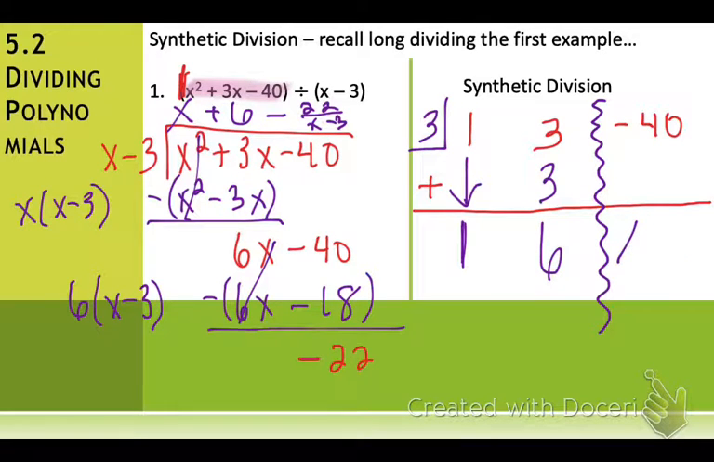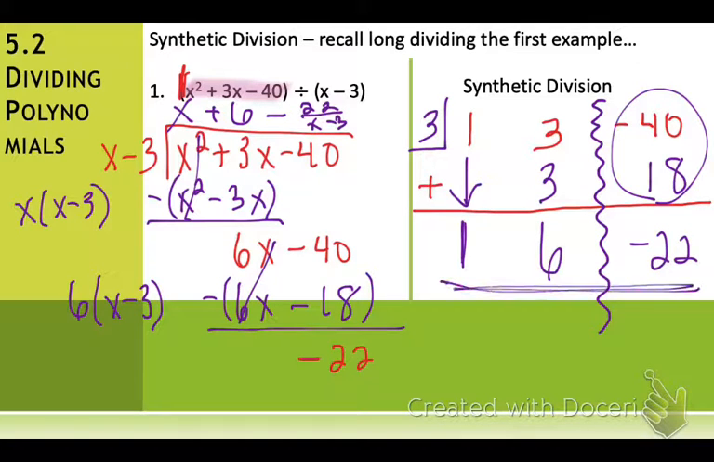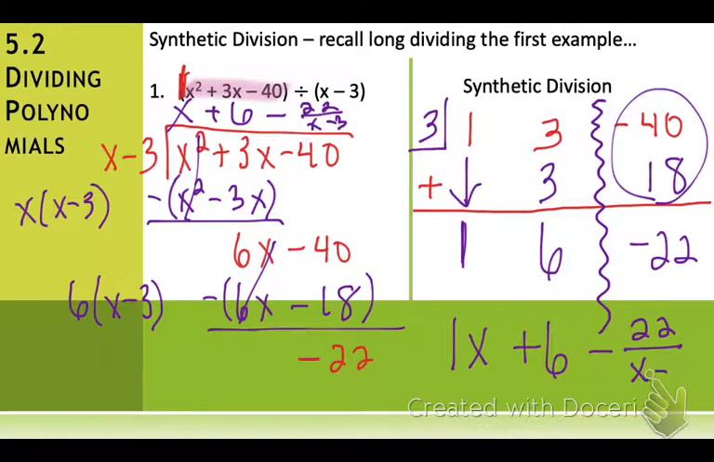So let's finish this problem off the same way. I'm going to take the 3 times the 6. That's going to give me 18. Add those together, and I get negative 22. I don't want you to leave your answer like this. You actually need to write it out for me. So this is going to be 1x plus 6 minus the remainder 22 over x minus 3, and you still need to write it like that. There, that's what synthetic division looks like.